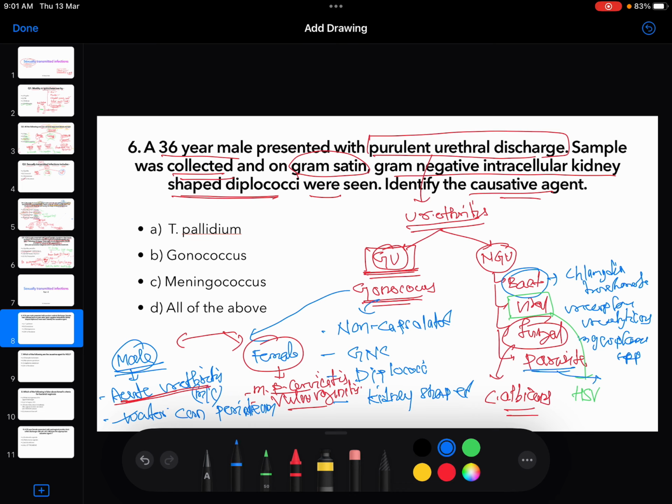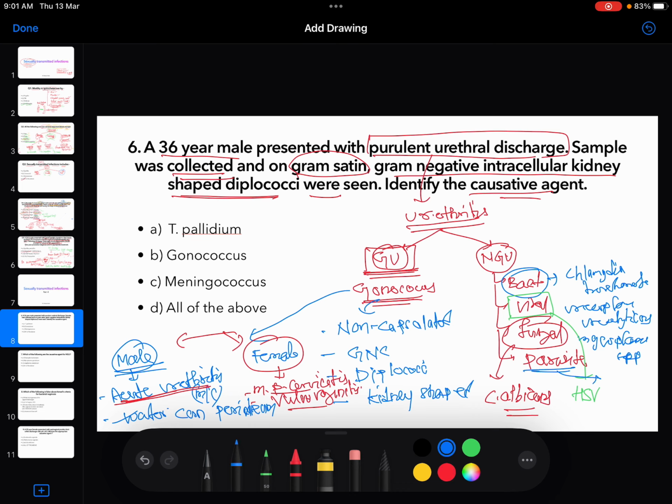Coming to the next question, question number 7. Which of the following are the causative agents for non-gonococcal urethritis? In the previous question we already discussed the causes of non-gonococcal urethritis: bacterial, fungal, viral, and parasitic.